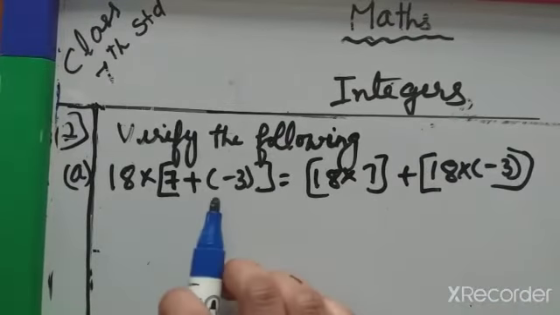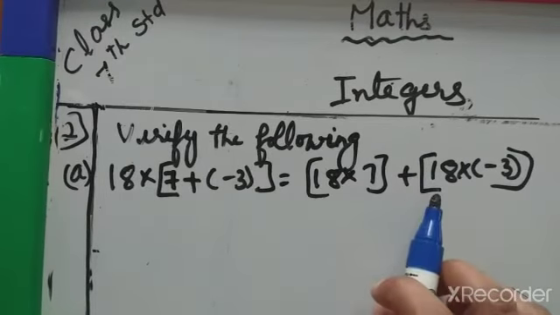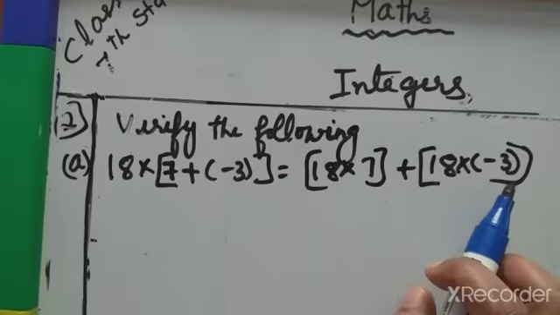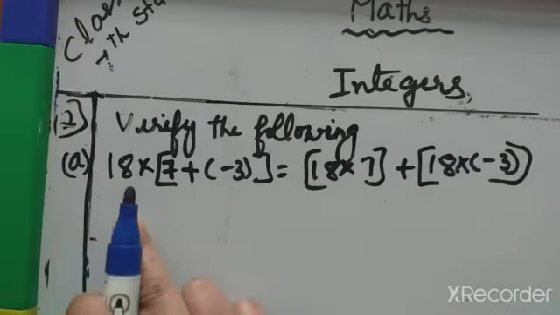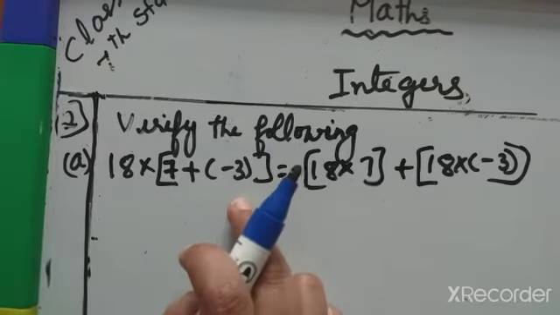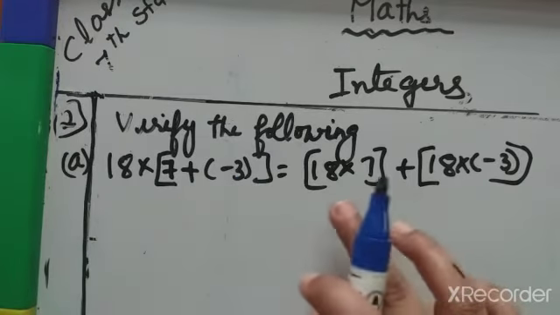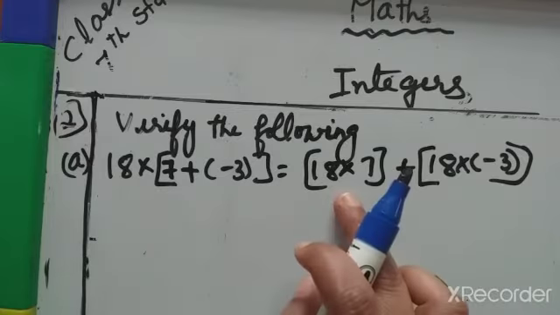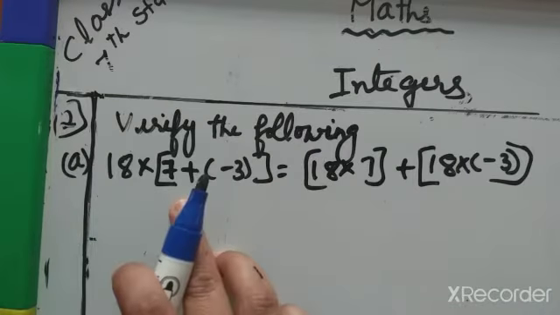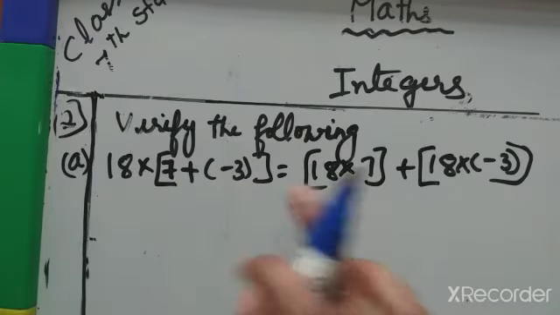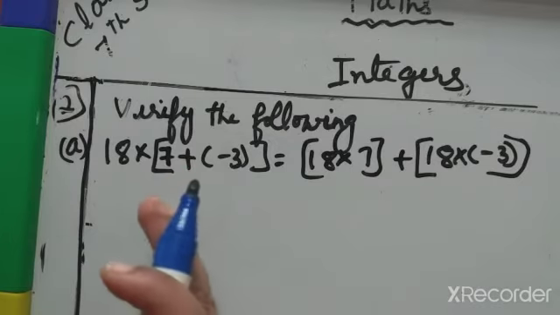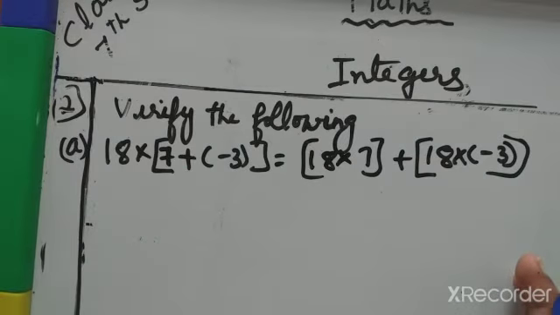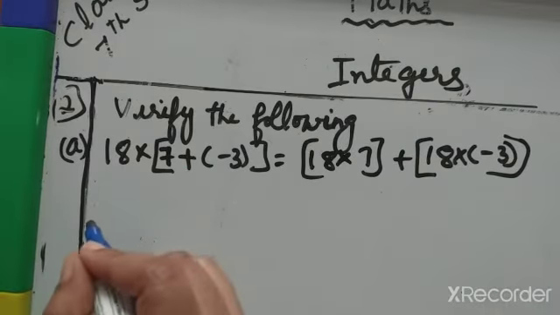Now an equation, a statement is given: 18 into (7 plus minus 3) equals 18 into 7 plus 18 into minus 3. Now check, children, which property is this. First check the left side. 18 into (7 plus minus 3): monomial and bracket. Here 18 is distributed, the monomial into each term: 18 into 7, then 18 into minus 3. So this is the distributive property. Now we have to check whether left hand side is equal to right hand side. We should get the same answer.